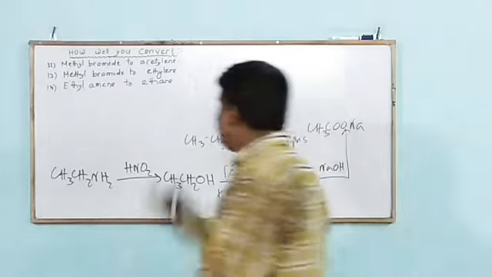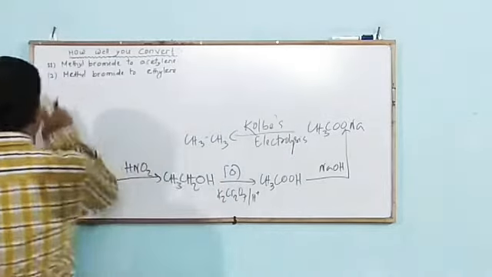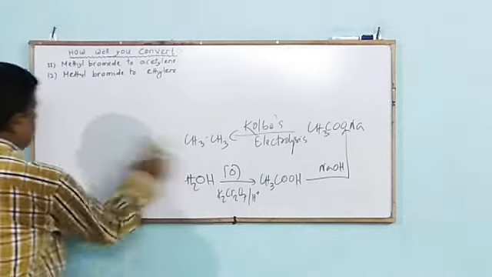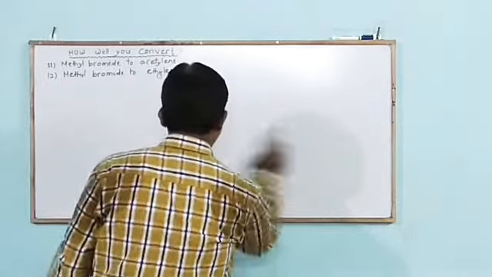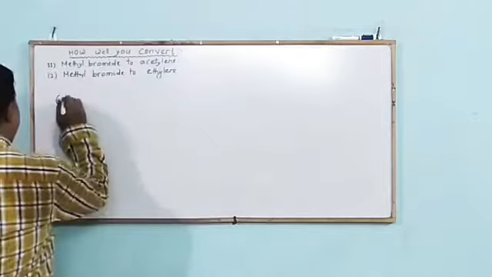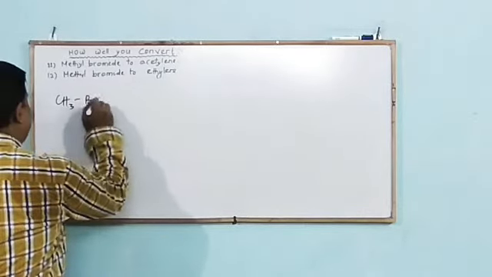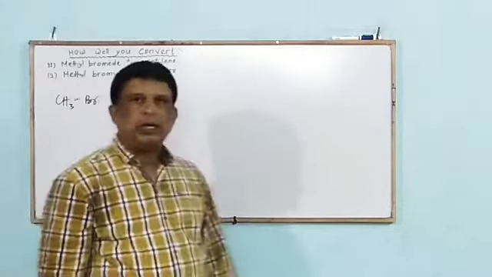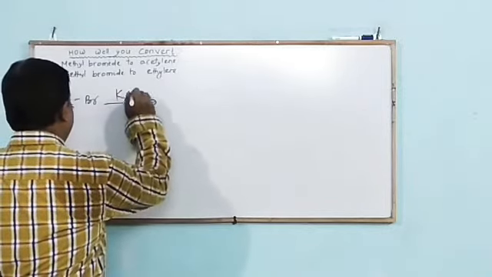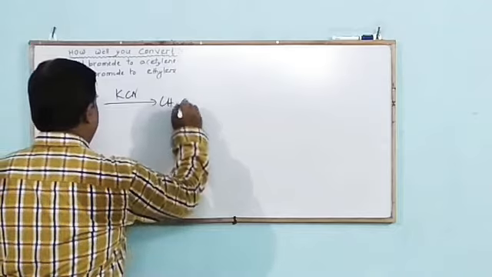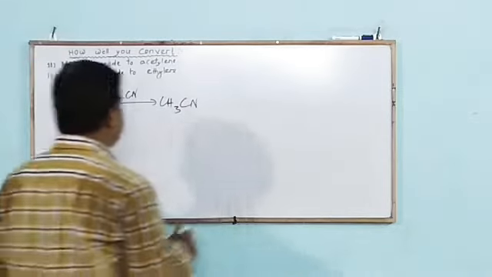Mark the next question. What is the next question? Methyl bromide to ethylene. Mark that. Methyl bromide reacts with potassium cyanide to form methyl cyanide.